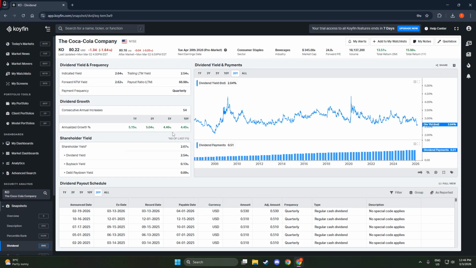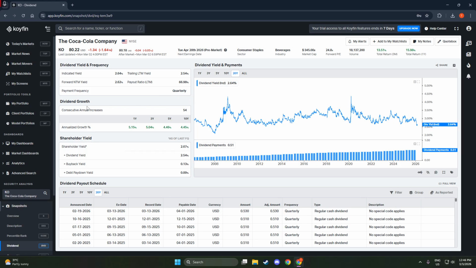First, look for dividend yield and frequency. Dividend yield tells you how much a company pays out in dividends relative to its share price, expressed as a percentage. Frequency shows how often those payments are made, such as quarterly or monthly. Higher yields can look attractive, but a sudden spike in yield might come from a falling share price, so always consider the context.